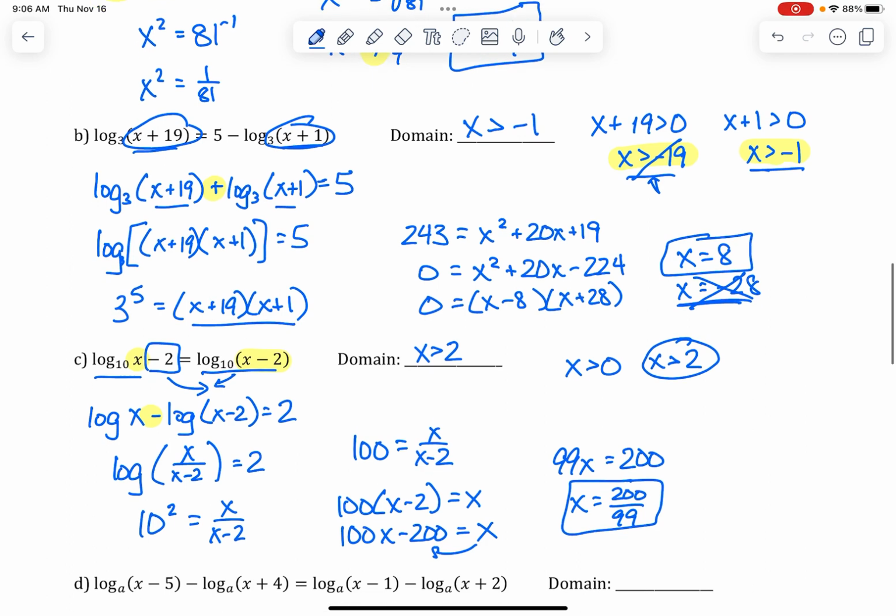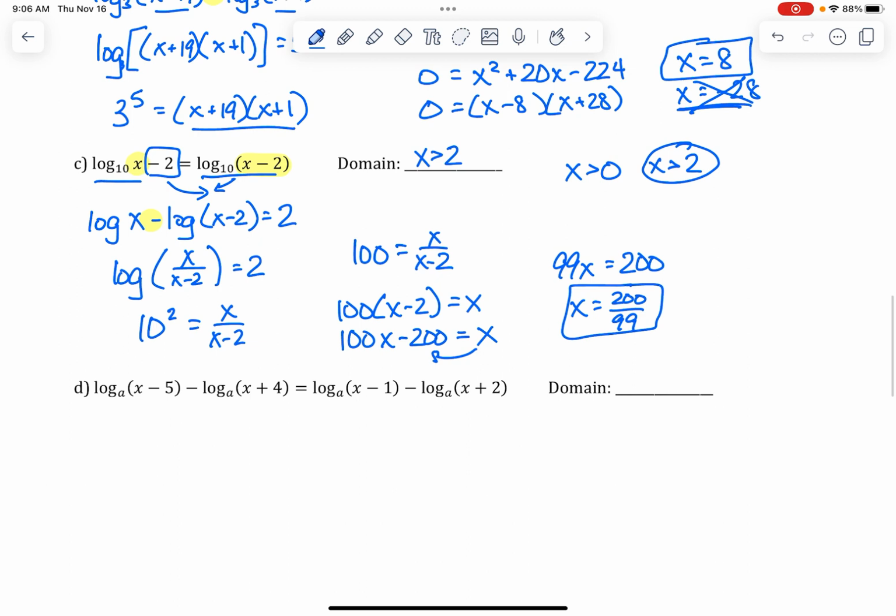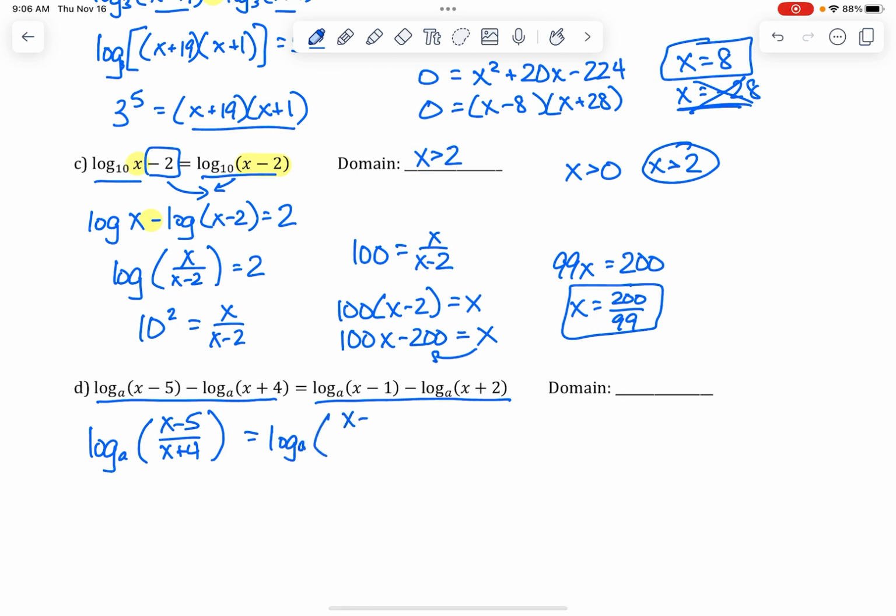Okay? And then finally, we just have a bunch of logs, but don't worry because the properties of logs make things nice. On the left side, we have a subtraction of 2 logs. On the right side, we have a subtraction of 2 logs. So let's simplify them. We have log base a of x minus 5 over x plus 4, and that's going to equal log base a of x minus 1 over x plus 2.